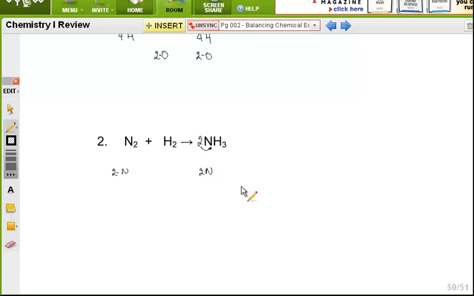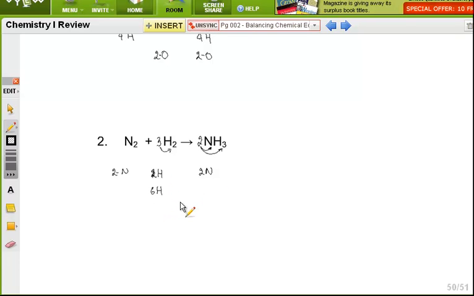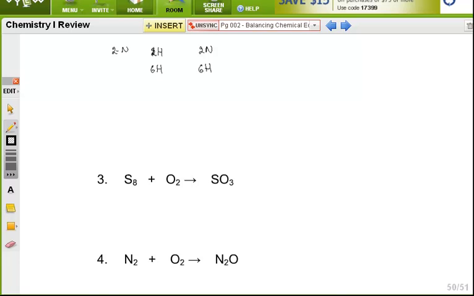So my nitrogen is balanced, and we're going to look at the hydrogen. The hydrogen has 2 hydrogens on my reactant side and we have only 2 times 3, 6 on my product side. So if I multiply this one by 3 on my reactant side, we have 6 hydrogen atoms right now to balance. So right now we got 6 hydrogens on my reactant side and 6 hydrogens on my product side.